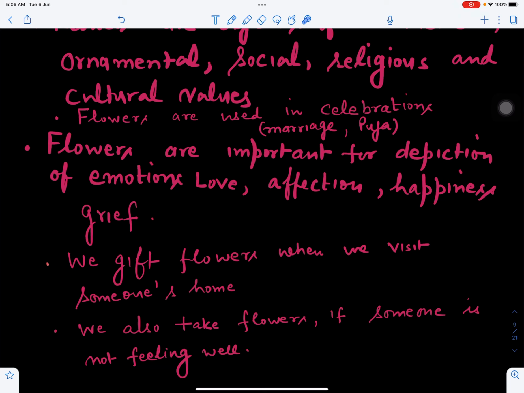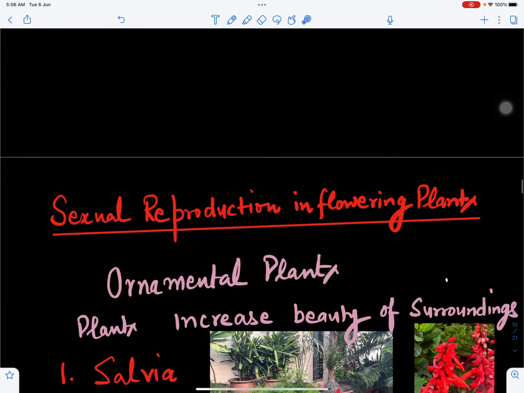And if someone is not feeling well and is in the hospital, we can take flowers to please the person we are visiting. So we can say they depict love, they're full of affection, they represent happiness when there is a marriage or some good celebration, or when there is mourning or grief. Then flowers play an important role.